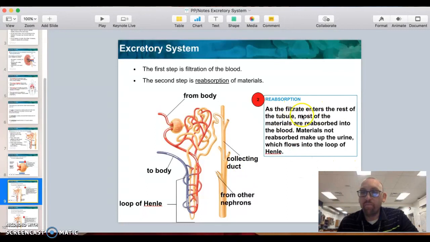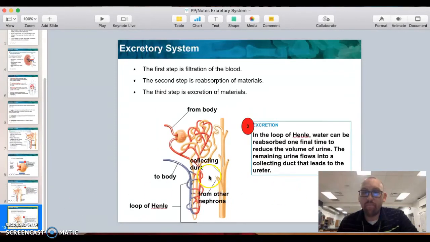So the filtrate then enters the rest of the tubule. Most of the materials, the good stuff, are reabsorbed. Materials not reabsorbed are the urine and the waste. And then the last step is excretion, where this stuff gets pushed down the ureter, which takes it from the kidneys to the bladder, and then you get rid of it. If you think about it, this is the reason why I often tell kids, as weird as it sounds, that the color of your urine can tell you a lot about how hydrated you are.